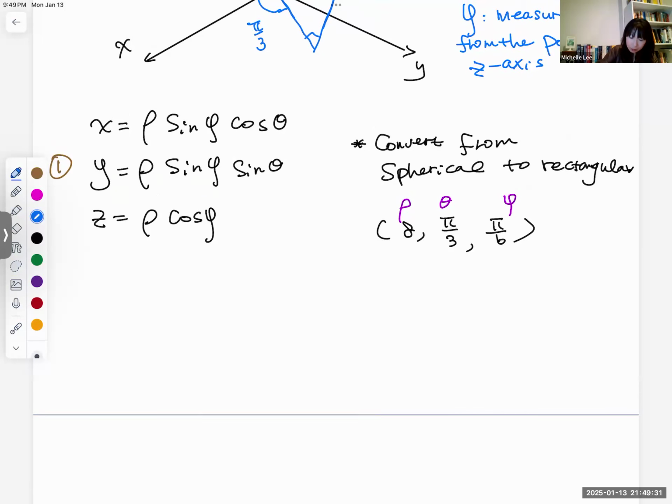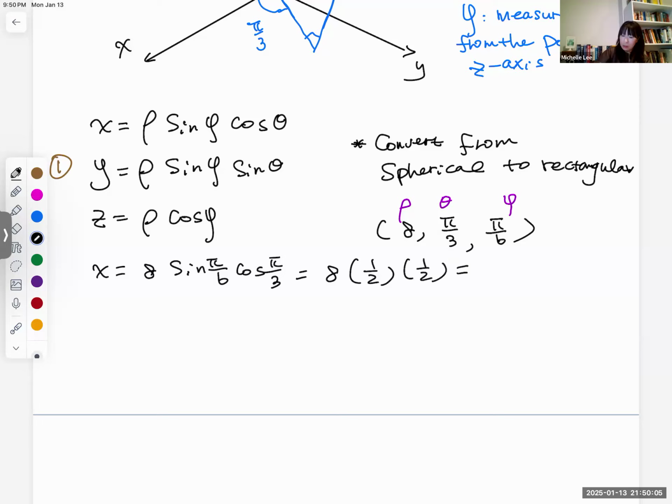So x equals rho sine phi cosine theta, with phi equal to pi over 6. That will be 8 sine pi over 6, which is 1/2, and cosine pi over 3, which is 1/2. Simplify, we get 2.